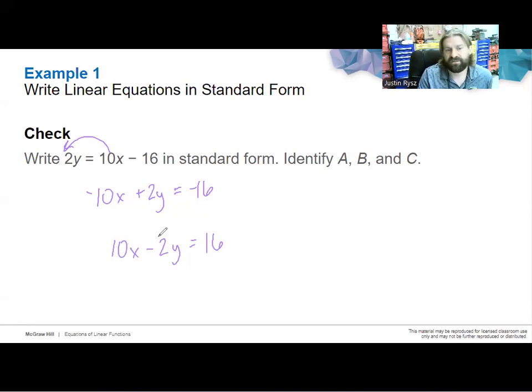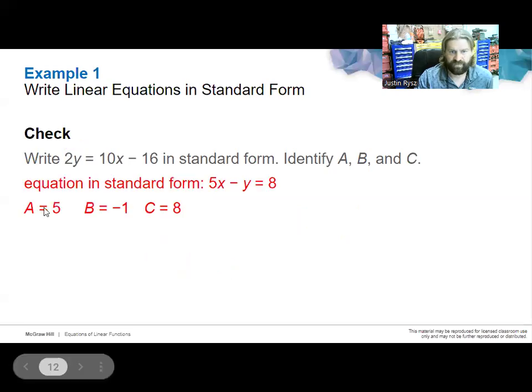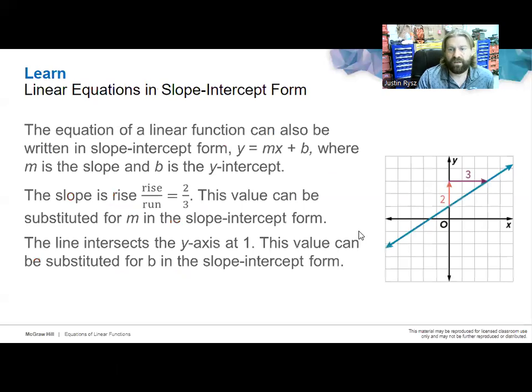Remember, you have to double check that you cannot divide these all by the same number. So since these are all divisible by 2, we need to make sure we divide by 2. Okay, you always have to reduce. So the answer should be 5x minus 1y equals 8. Yep, so A would be 5, B would be -1, and C is 8.